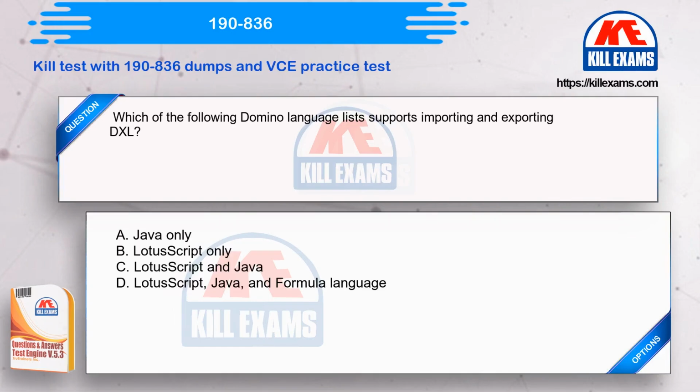Which of the following Domino language lists supports importing and exporting DXL? Option A. Java only. Option B. LotusScript only. Option C. LotusScript and Java. Option D. LotusScript, Java, and Formula language.